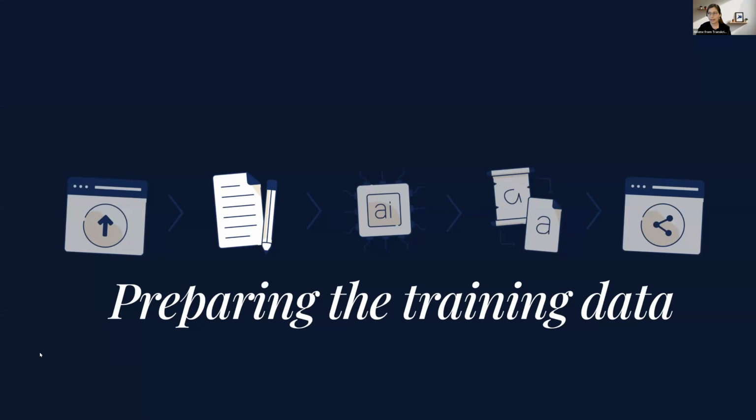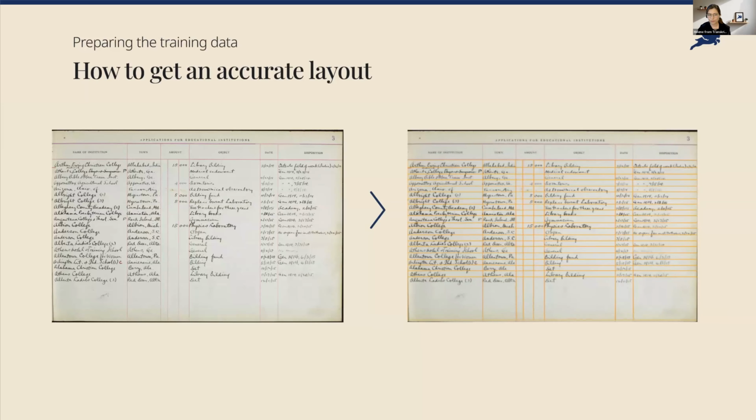So as you might know from training a text recognition model, when we train a model, we need to provide the model with example data that the AI can learn from. So how do we get from the table in your document to a structured layout that Transkribus can use for the training or can be trained on?